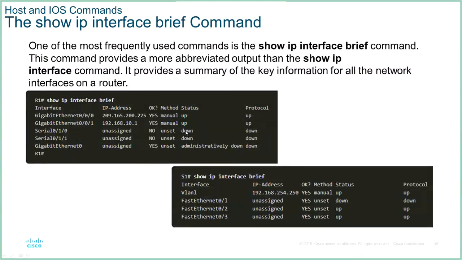So in other words, does it have a circuit? And then the protocol is basically layer 2. So basically it's saying I have my little base signal going between the 2 ports, and I have the basic protocol communication between those 2 ports as well.